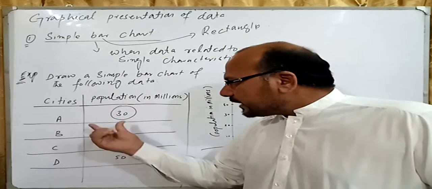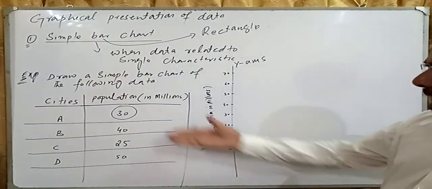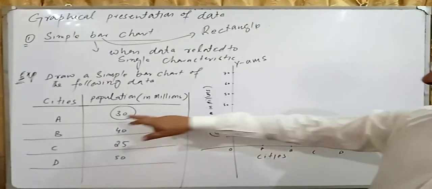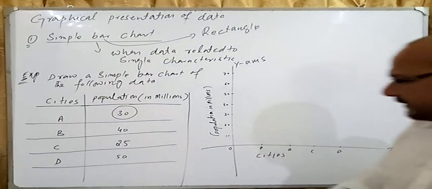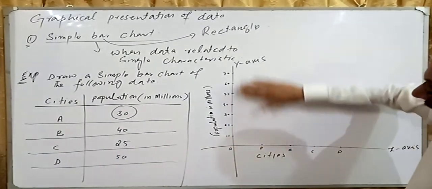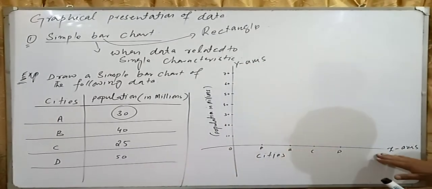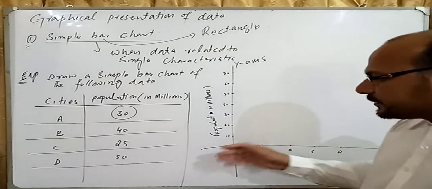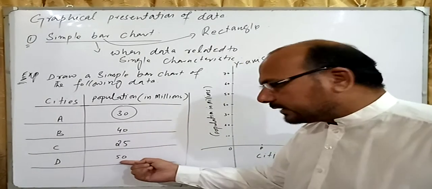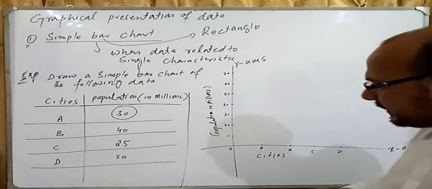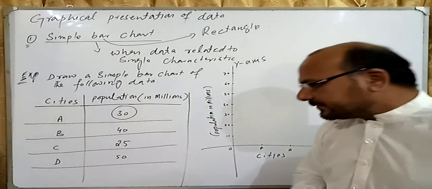I will try to make the bars according to the frequencies of the cities. So if a city A is given, first you will draw population on the y-axis, and you will draw cities on the x-axis, and you will try to search out the highest value, that is 50, then give a proper unit on the y-axis to cover up to 50.